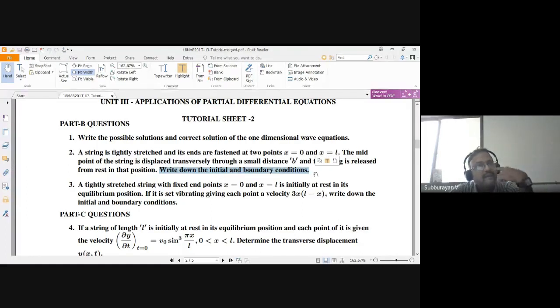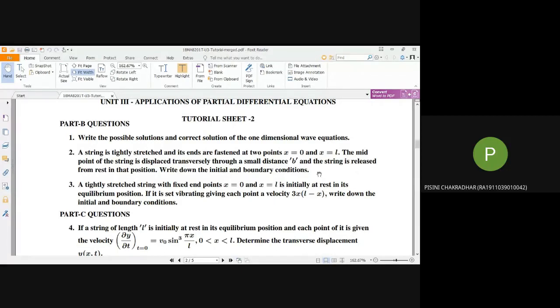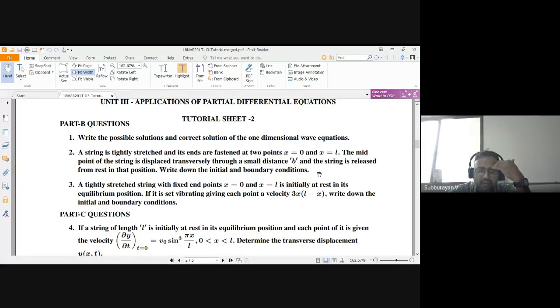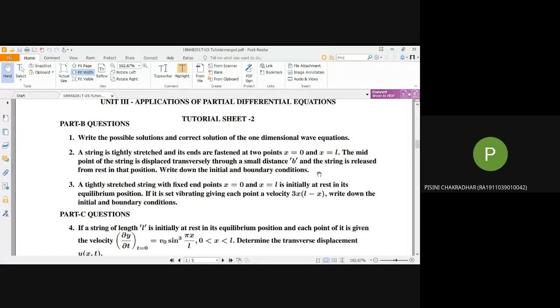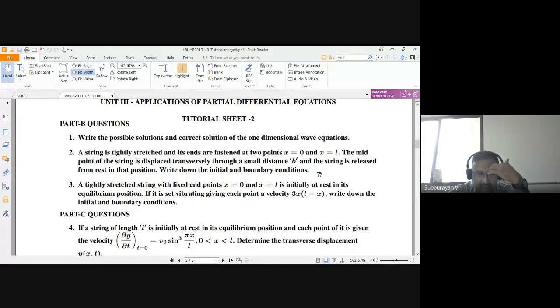Okay. Now tell me. I think this is very simple. Can you please tell me what the boundary conditions are? Y of 0 comma t equal to 0. Yes, very good. Y of L comma t equal to 0. Very good. Third one.